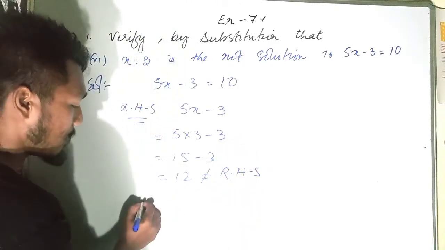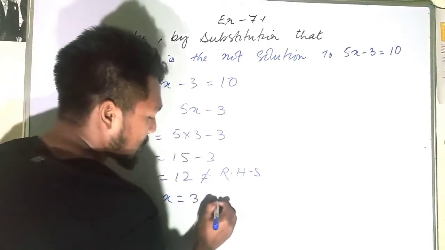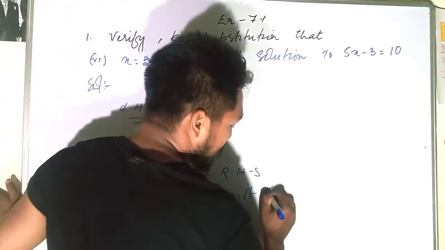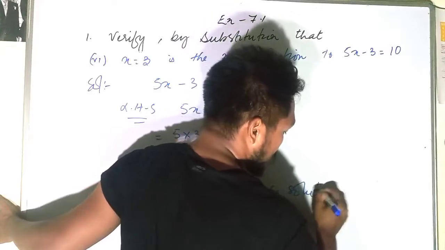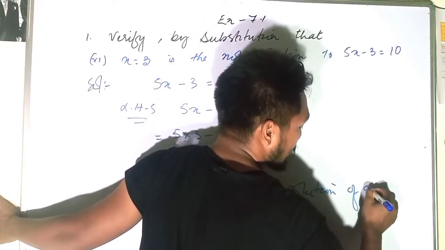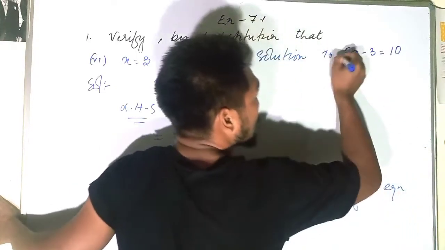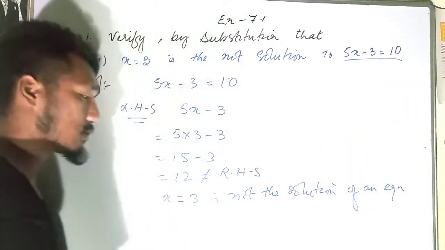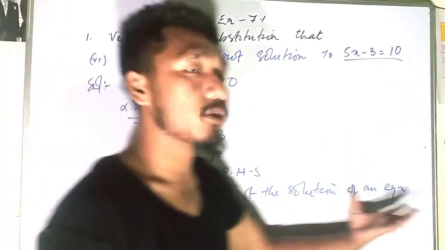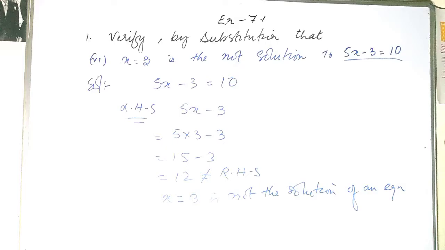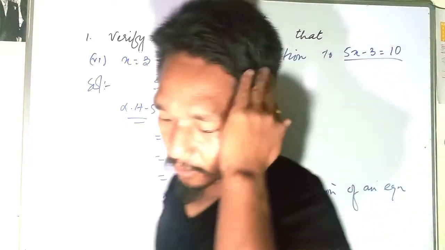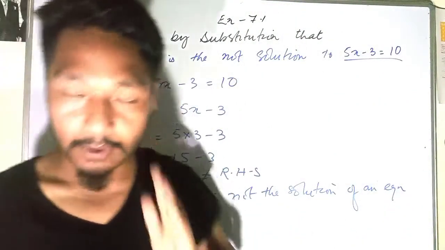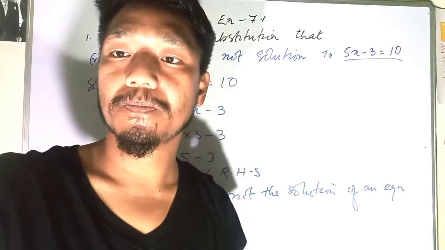Therefore, x equal to 3 is not the solution of this equation. Which equation? This equation. So x is equal to 3 is not the solution of the equation. Clear? So I think you can do the remaining questions. Okay, let's try to do question number 2.